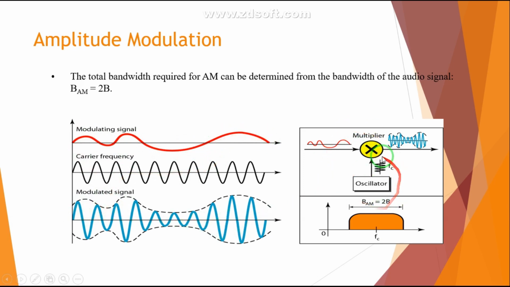And this is a block diagram for it. In order to generate your carrier wave, we require an oscillator. This is your modulating signal, a multiplier, and the output is nothing but your modulated output. But remember guys, the total bandwidth required for AM can be determined from the bandwidth of the audio signal. If the bandwidth of the audio signal is B, then the bandwidth of amplitude modulation would be twice B. So remember this. This is the total bandwidth of your system.